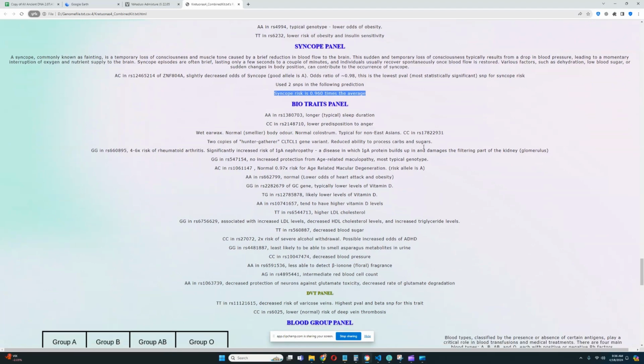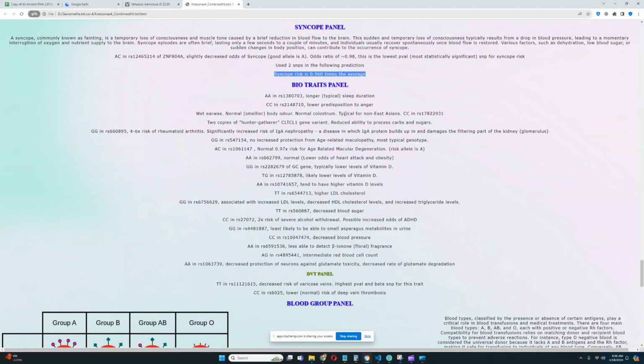And for bio traits panel, it looks like she's got two copies of the hunter-gatherer CLTCL1 gene variant, which leads to a reduced ability to process carbs and sugars. This hunter-gatherer versus farmer gene variant essentially has to do with how you are able to process carbohydrates and sugars. And they named it such because they figured it would be advantageous to farming or hunting and gathering communities to be able to process certain foods, right? Does it actually have some kind of ethnic link to populations that have been hunting and gathering versus farming?